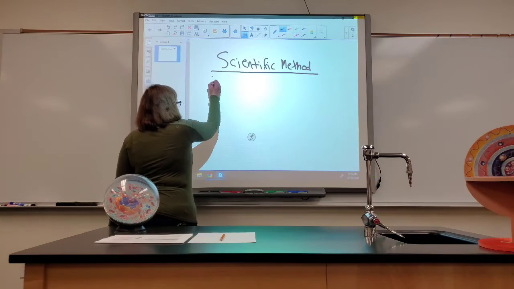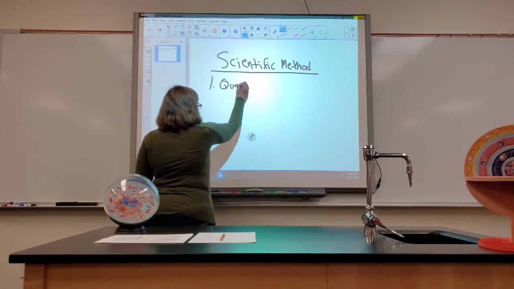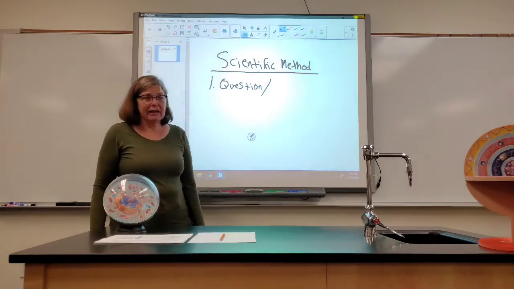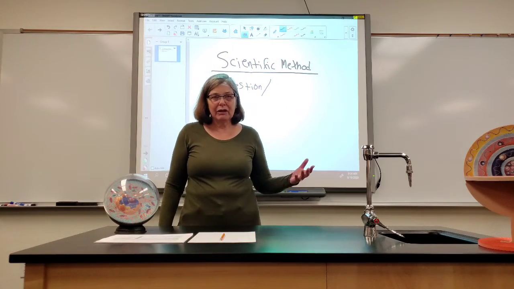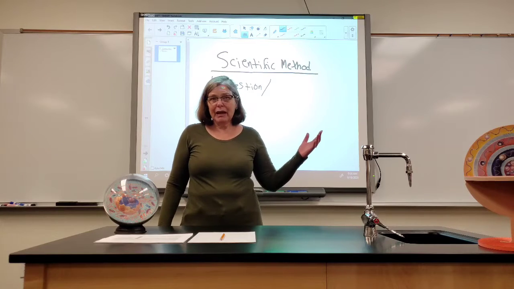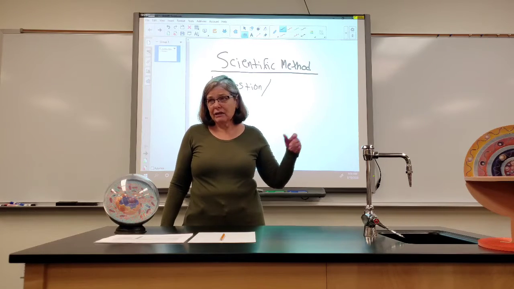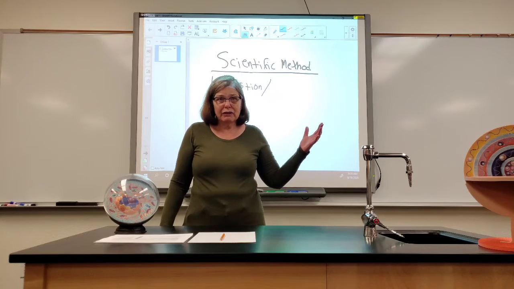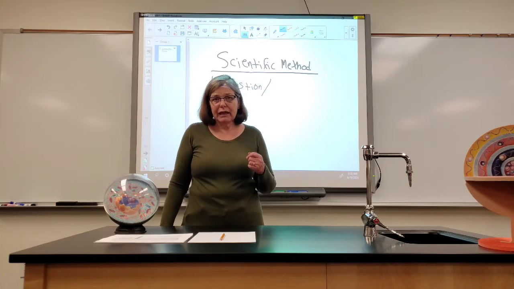The first thing a scientist does is they have a question about something. They look at the world and they think, why is that the way it is? For instance, they might look at a pine tree and see that the pine cones are clustered mostly at the top of the tree. And they might ask, why? Why are the pine tree cones clustered at the top of the tree? That's their question.